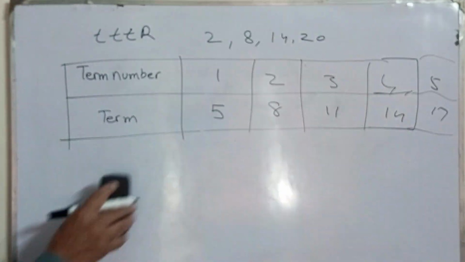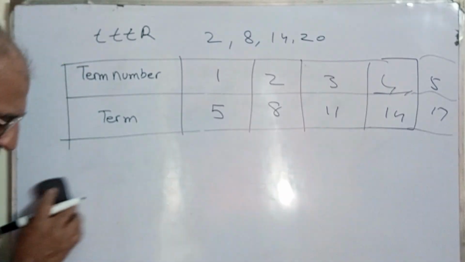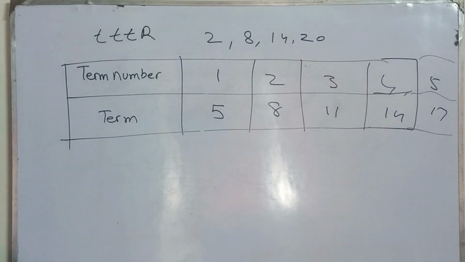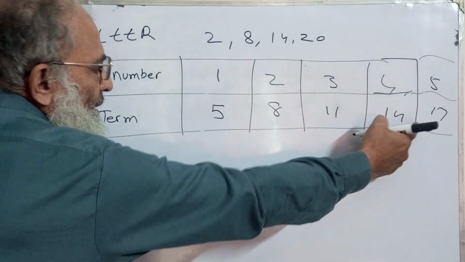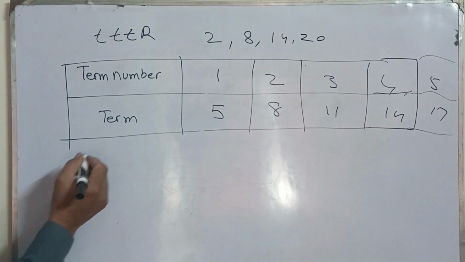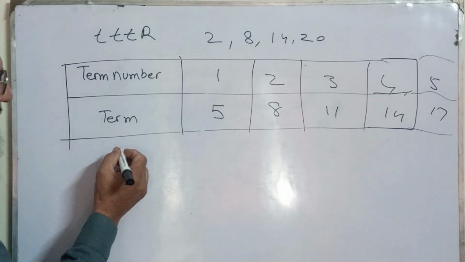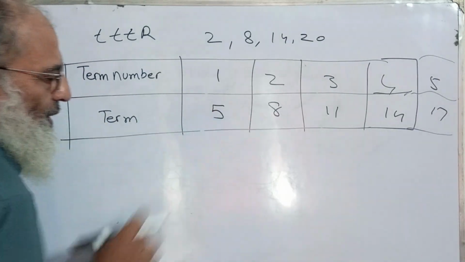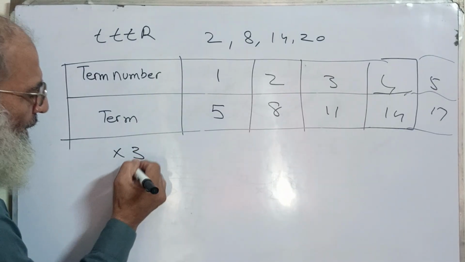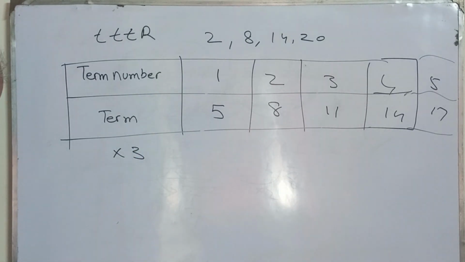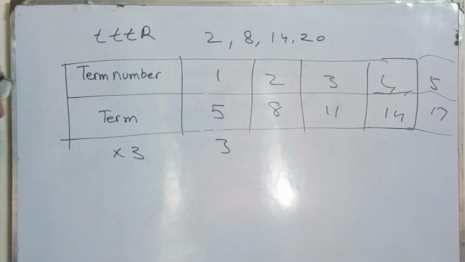Now this is our basic example. So what do we do? This was the term which was being added with 3. Now if I multiply it with 3, what will happen? You see that it will become 3, 1 times 3.